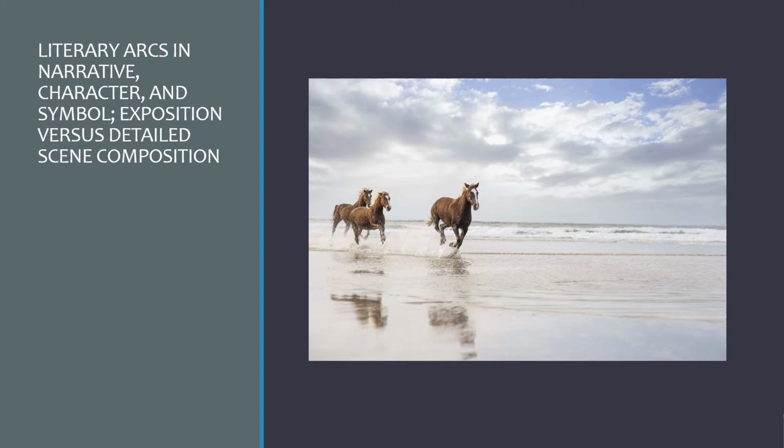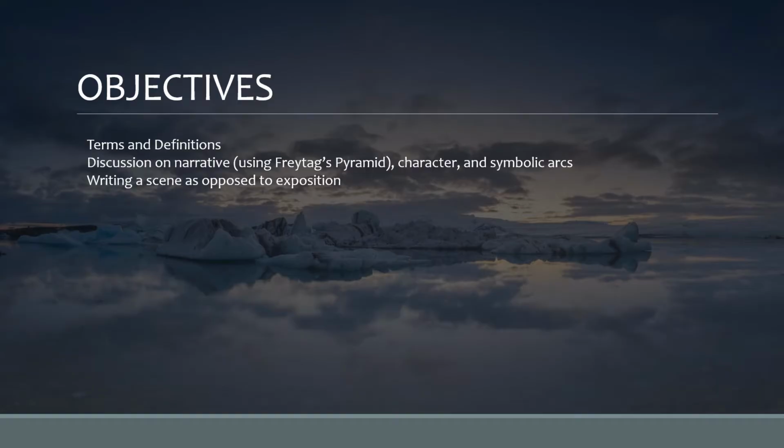Hi. So in this lecture we're going to look at literary arcs in narrative, character ensemble, as well as I want to briefly discuss exposition versus detailed scene composition. The objectives for this lecture are terms and definitions, discussion on narrative, and we're going to be using a famous German pyramid structure to do that, as well as the character arc and symbolic arc. And of course, writing a scene as opposed to exposition, like kind of summarizing it or telling it.